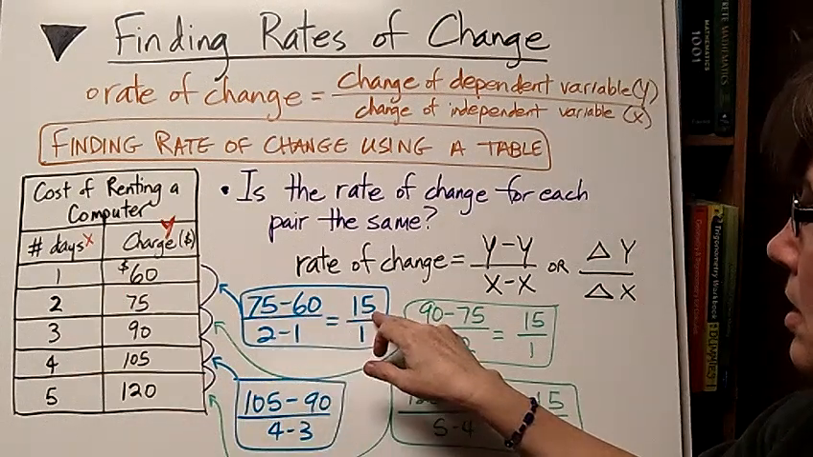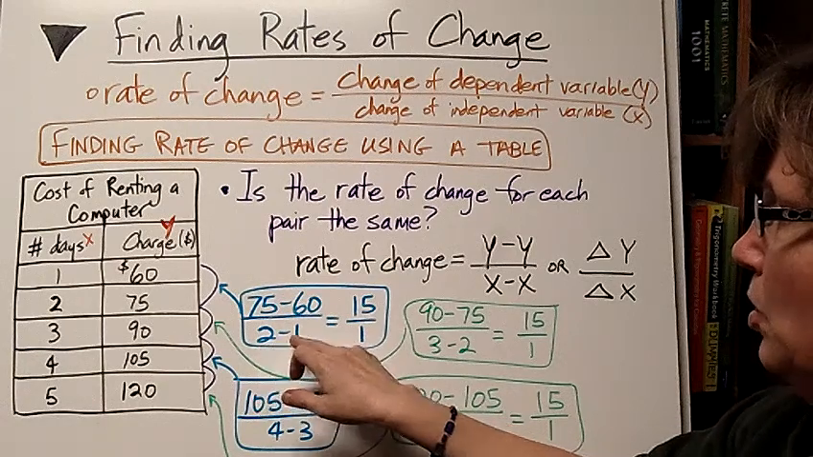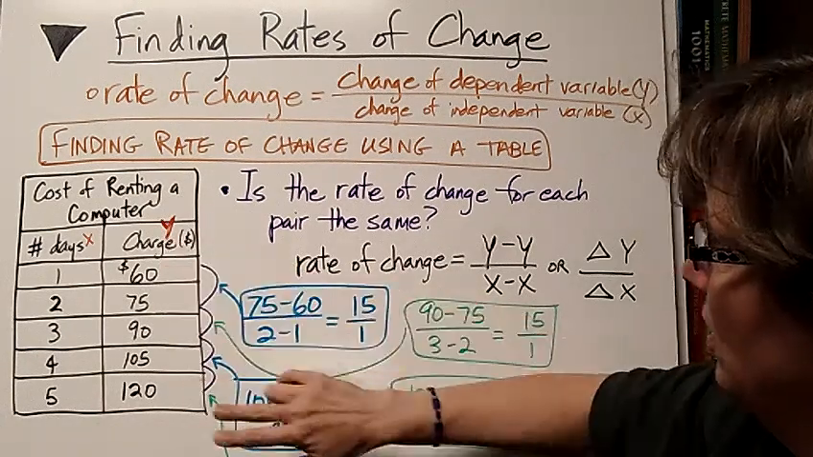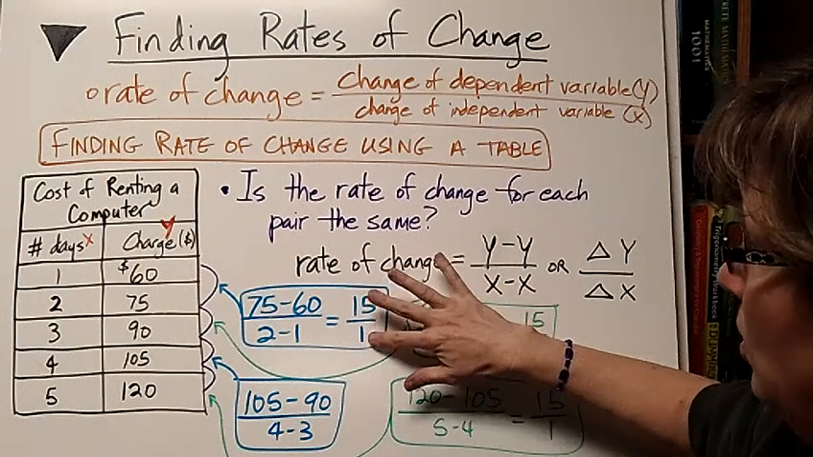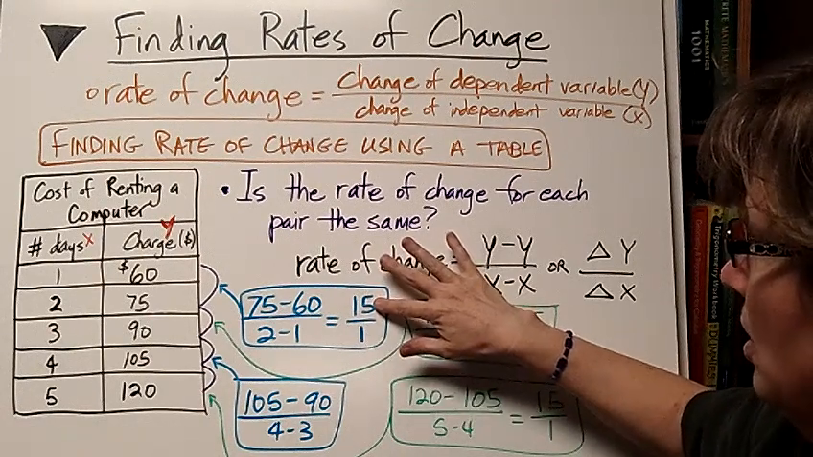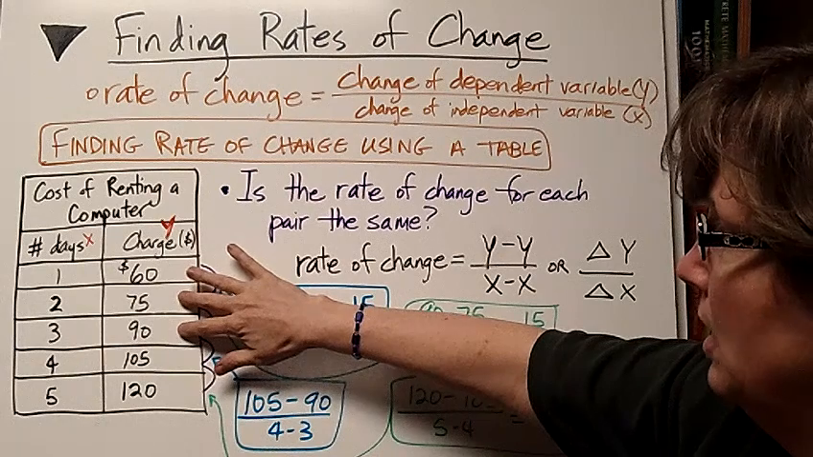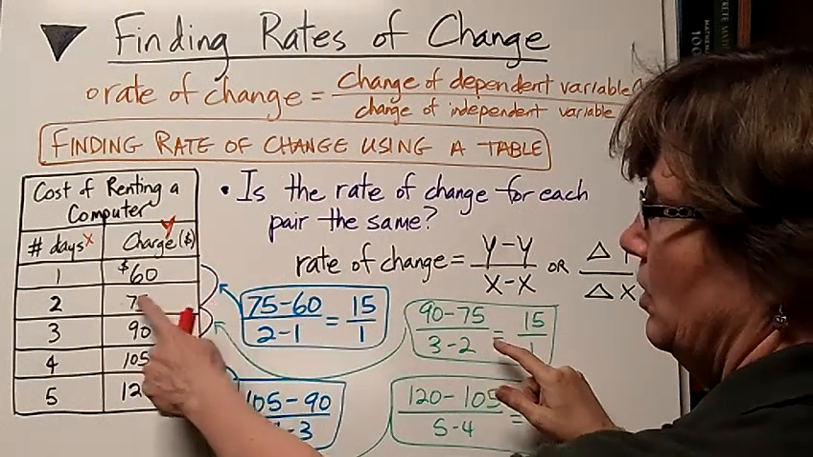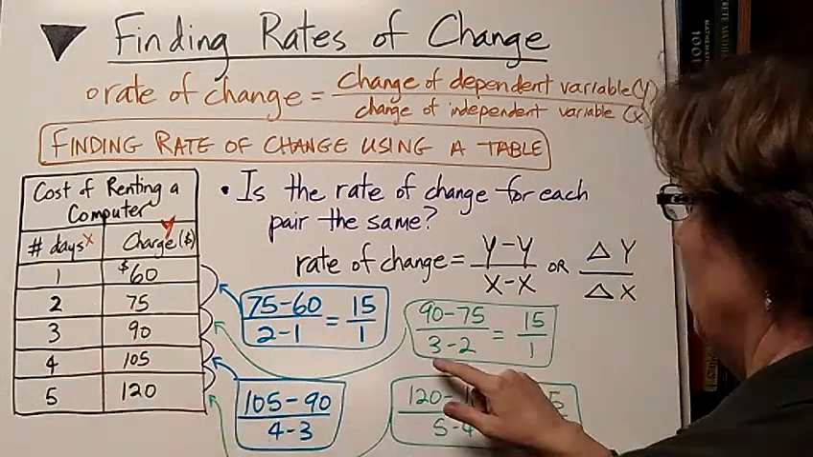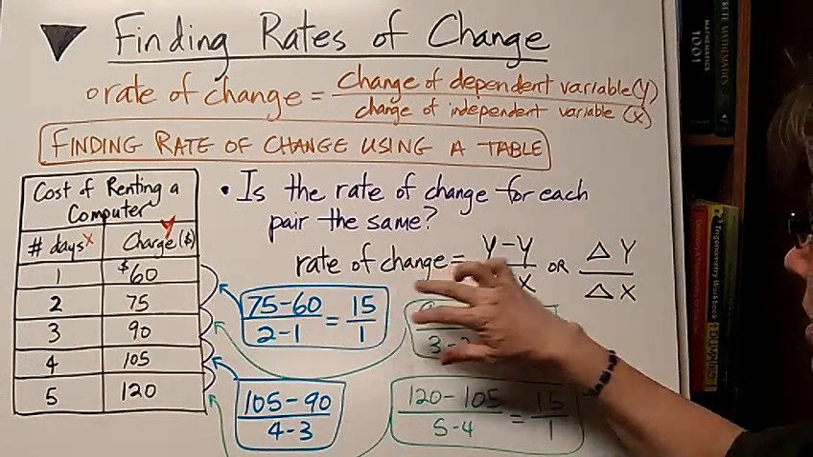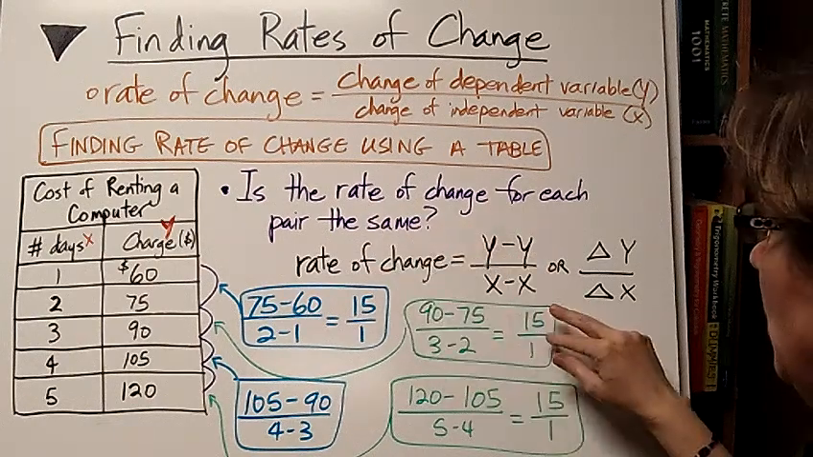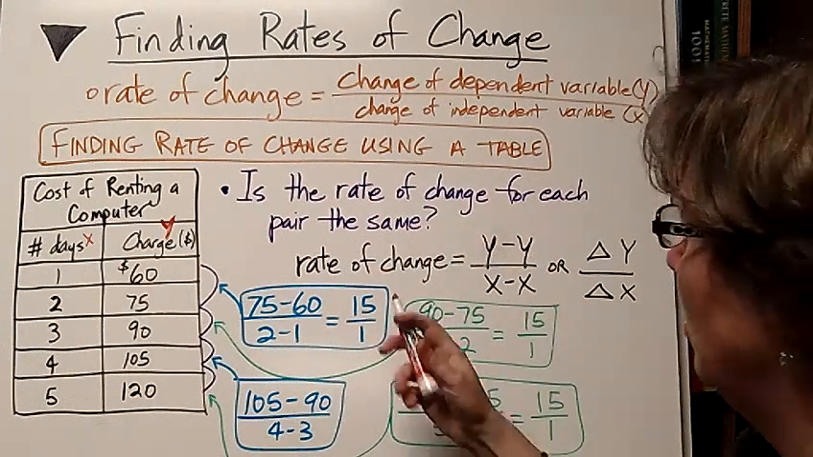75 minus 60 equals 15. 2 minus 1 is 1. So we have in this a rate per 1 unit of $15. In our next pair, we take 90 minus 75, then we have our 3 minus 2. And yes, indeed, we do have the same rate of change, which is $15.